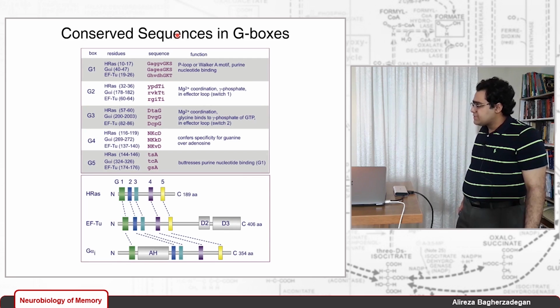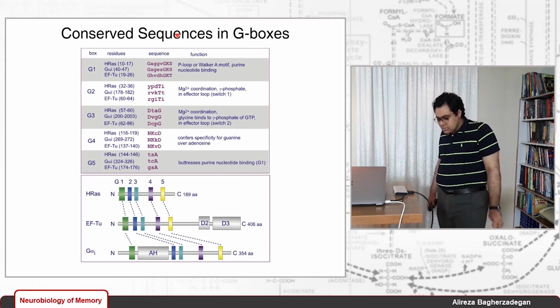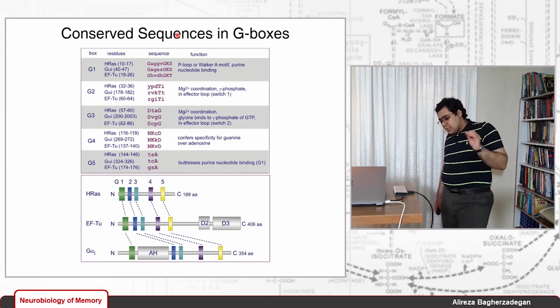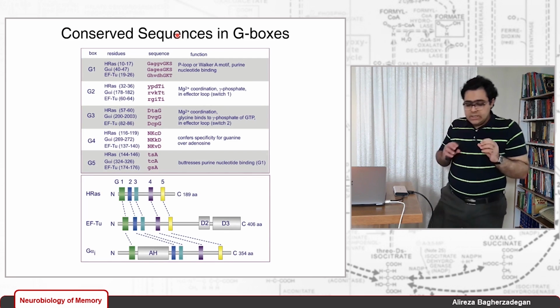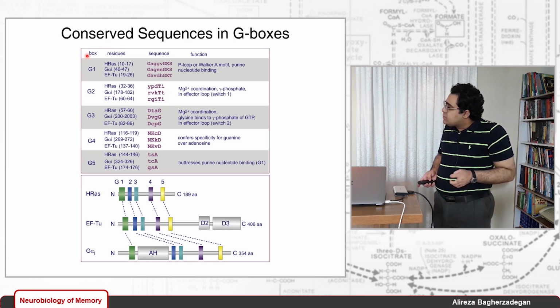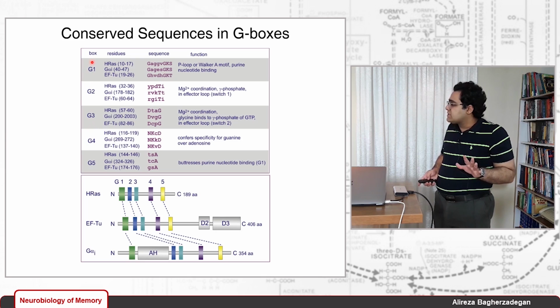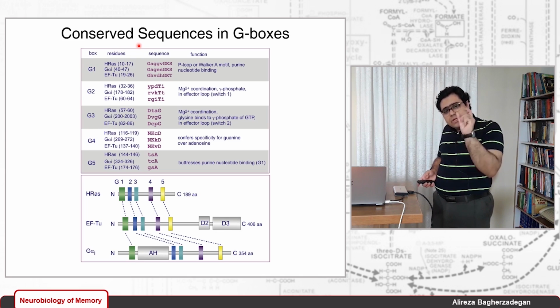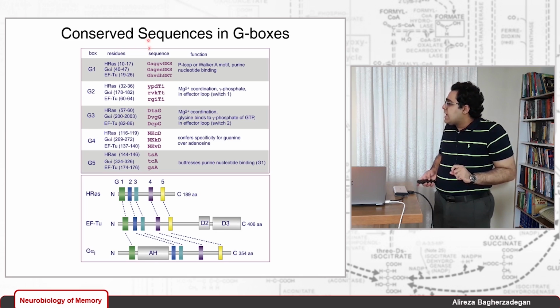There are some conserved sequences in G proteins, both in monomeric and trimeric G proteins, which are very important in the binding of GTP or GDP. And they're called G boxes, okay? You can see that we have G1, G2, we have 5 of those G boxes. We have 5 of those conserved sequences of amino acids, which are very important in GTP binding. And you can see the residues, the sequence, and the function.